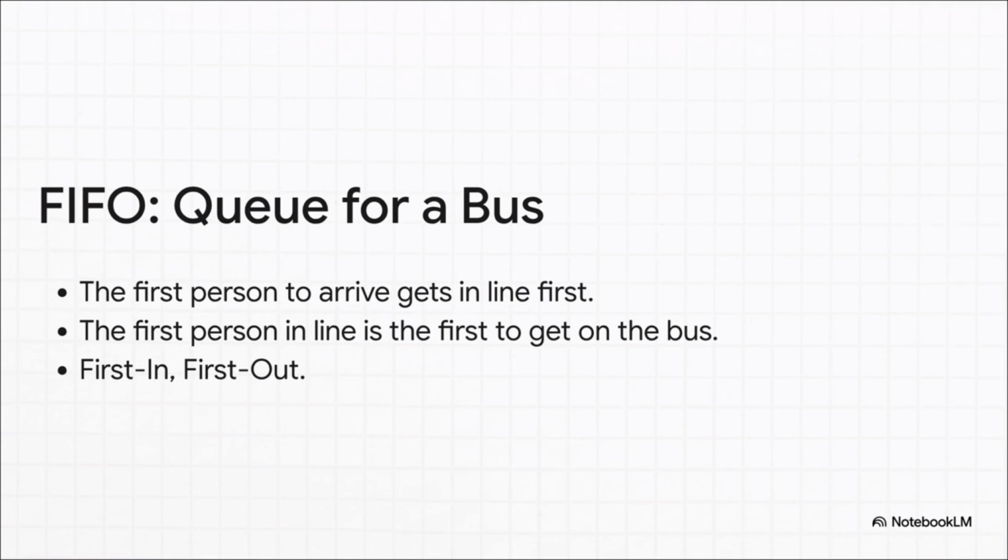A queue, on the other hand, is even easier. It's a queue, like a line. Think about waiting for a bus. The first person who shows up and gets in line is the first person who gets on the bus when it arrives. The first thing that went in is the first thing that comes out. First in, first out. It's fair, it's orderly, it makes perfect sense.